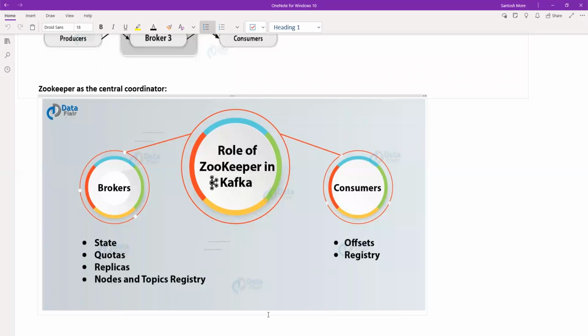Okay, any more things anyone wants to add to this? So quotas is like how much the consumer can consume from the given partition, right? Those things will come under quota, isn't it?